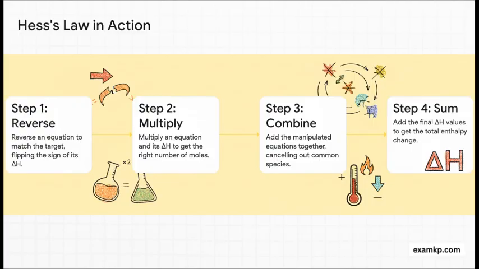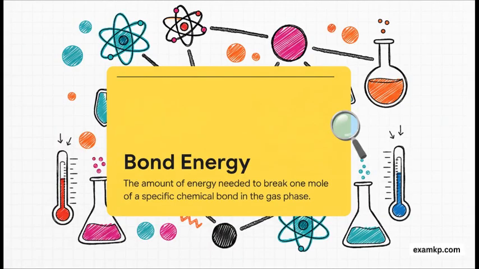The other chemicals cancel out, and we sum up the numbers. Positive 890 minus 393 minus 572, which gives us our final answer, minus 75 kilojoules per mole. See, it's like a puzzle. Our second tool takes a totally different approach.